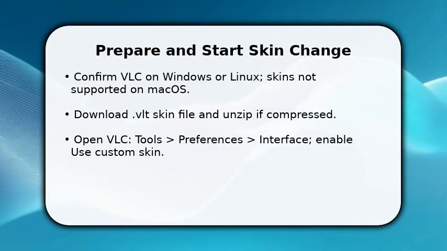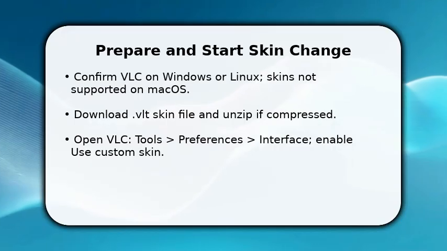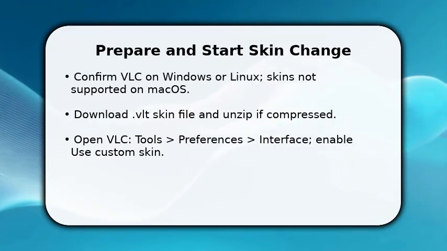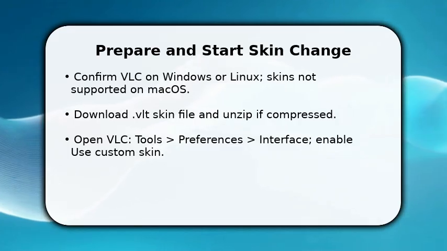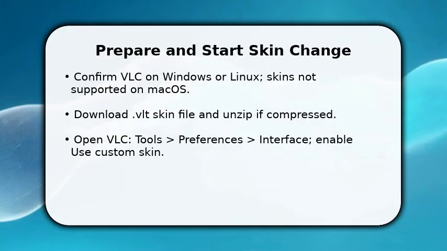You'll begin by confirming your VLC supports skins and grabbing a VLT file. Mac OS is excluded. Once done, open VLC and go straight to Tools, Preferences, then Interface. Now enable Use Custom Skin and click Choose. This is the first actionable step. Point VLC to the VLT file you downloaded.